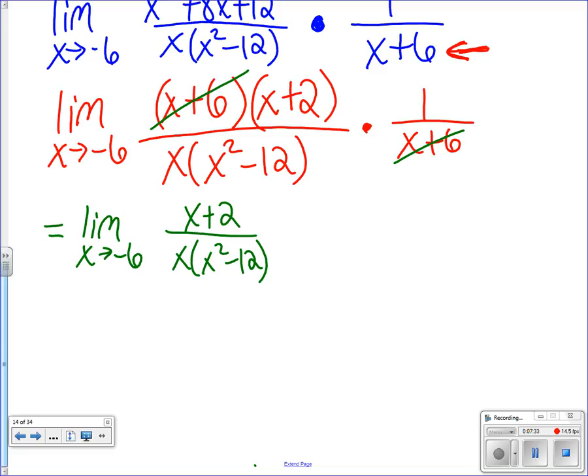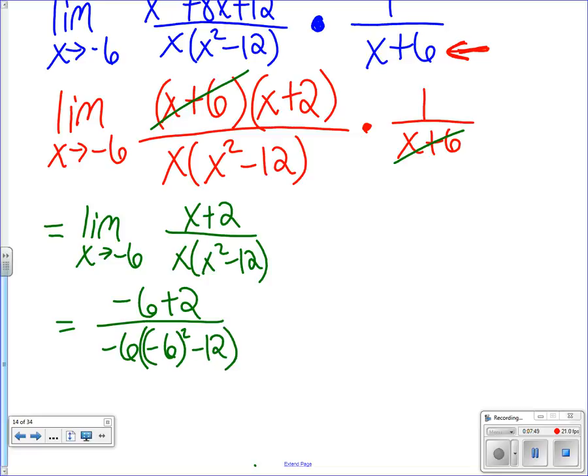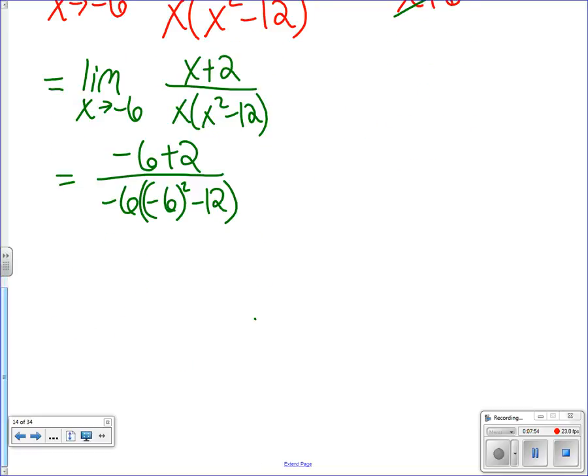So when we throw in -6, we end up with -6 plus 2 over -6 times -6 squared minus 12. In which case that comes out to be -4 on top over -6 times -6 squared, which is just 36, positive 36, minus 12, which comes out to be positive 24.